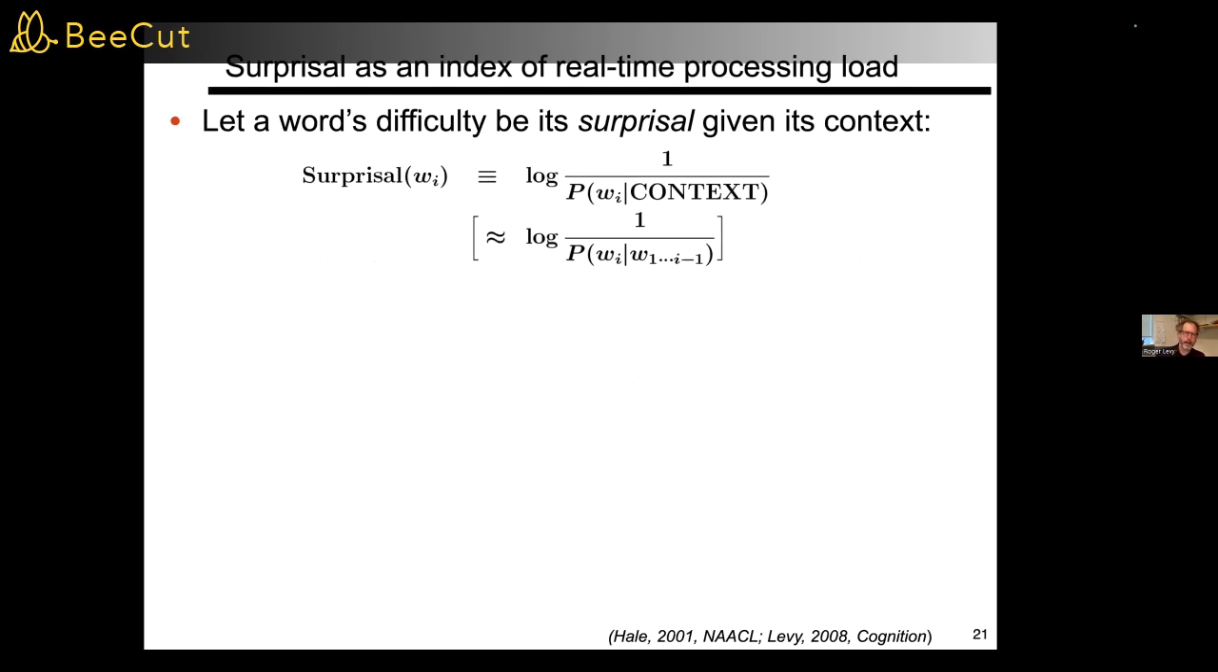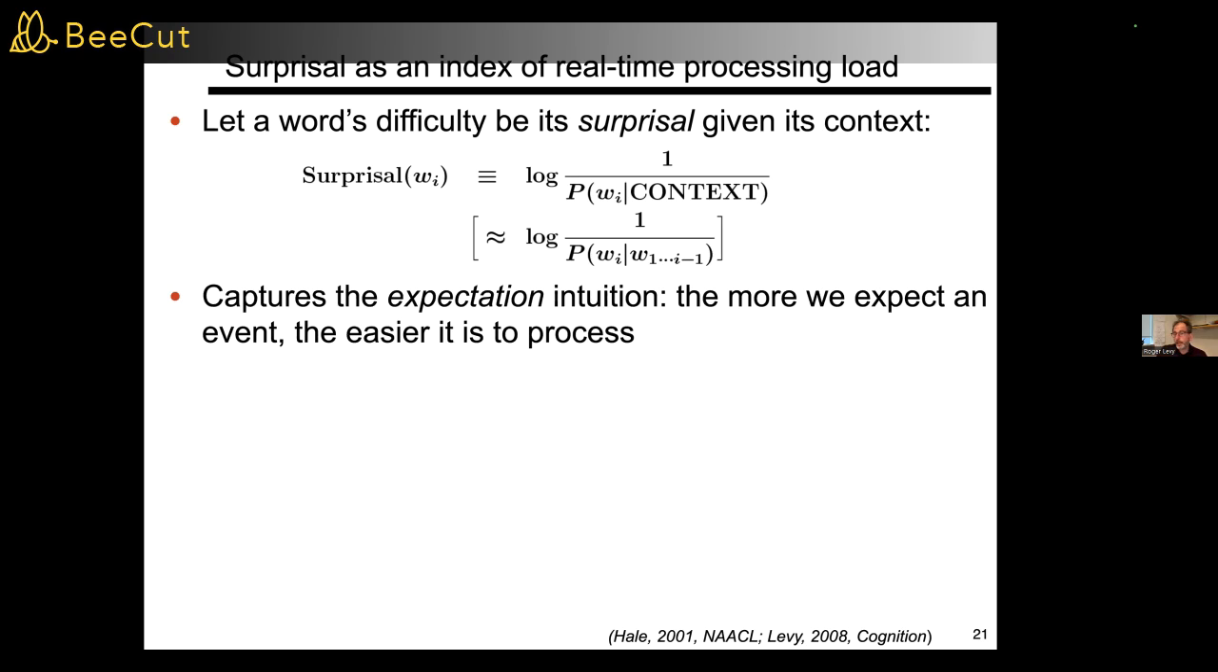This idea is now nearly 25 years old: the difficulty of a word in terms of its relationship with its context, of processing it successfully, is quantitatively indexed by the log of an inverse probability. This is known as surprisal or information content. In a way, it's the most basic quantity in classic information theory per Shannon. And one qualitative thing it does is capture the expectation intuition: the more we expect an event, the easier it is to process.